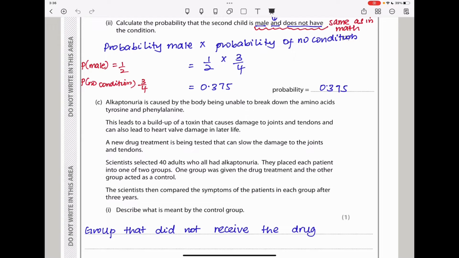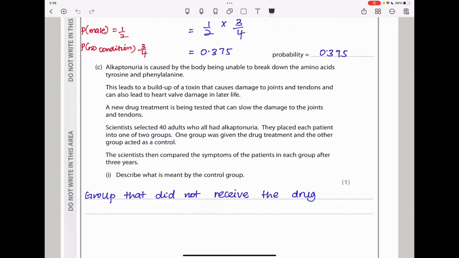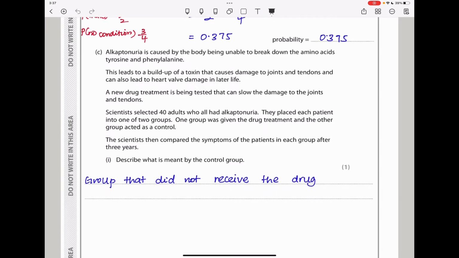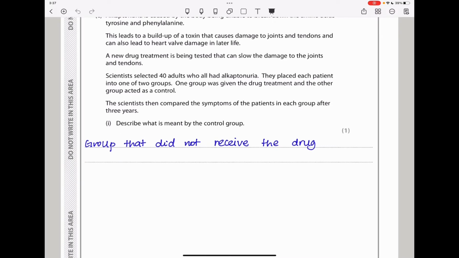They placed each patient into one of 2 groups. One group was given a drug treatment and the other group acted as a control. The scientists then compared the symptoms of the patients in each group after 3 years. Describe what is meant by a control group. So a control group is the group that did not receive the drug. They were just there for comparison of the results when 3 years had passed.